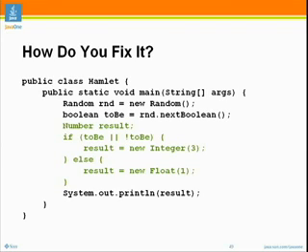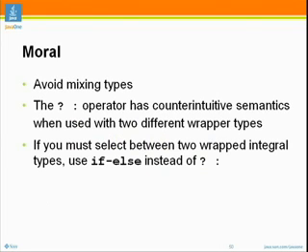Okay, and what can we learn from it? Avoid mixing types. The question mark colon operator has counterintuitive semantics when used with two different wrapper types. And if you must select between two different wrapped integral types, use if-else rather than the question mark colon operator. Now, I should point out, by the way, that the question mark colon operator has sort of gotten a bad rap. It is very useful when it is being used on two objects of the same type.